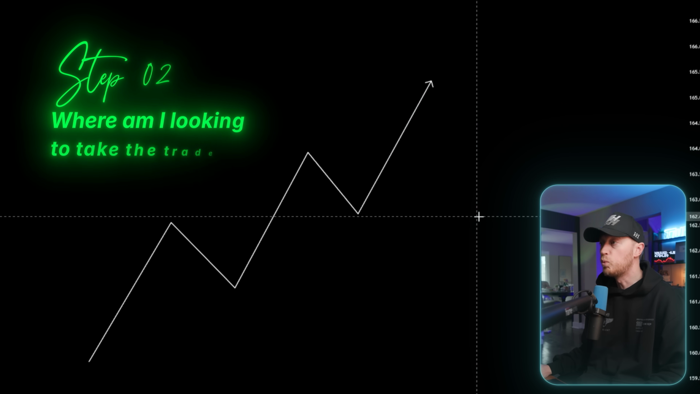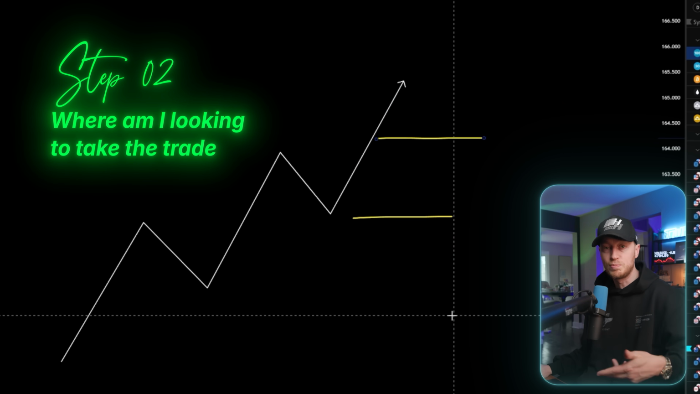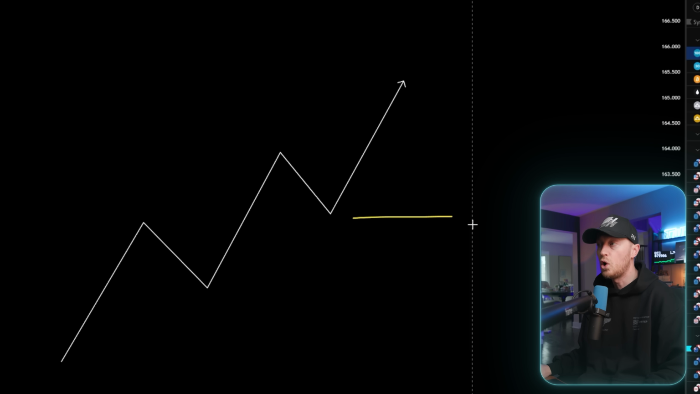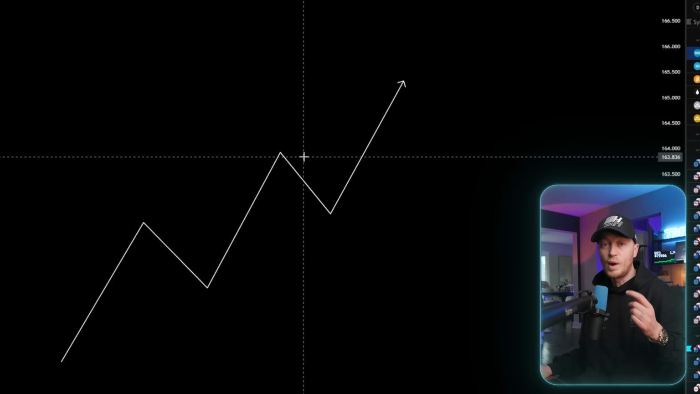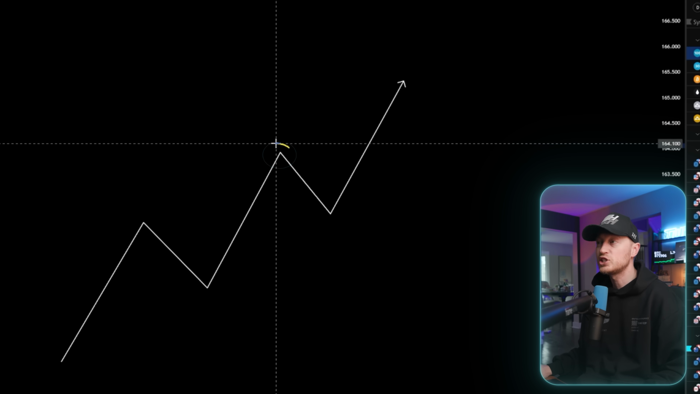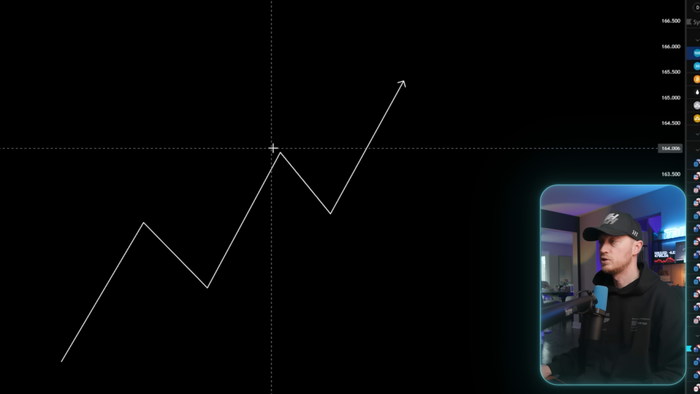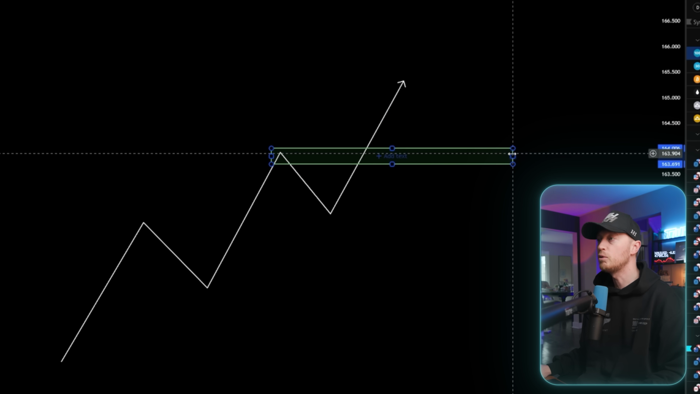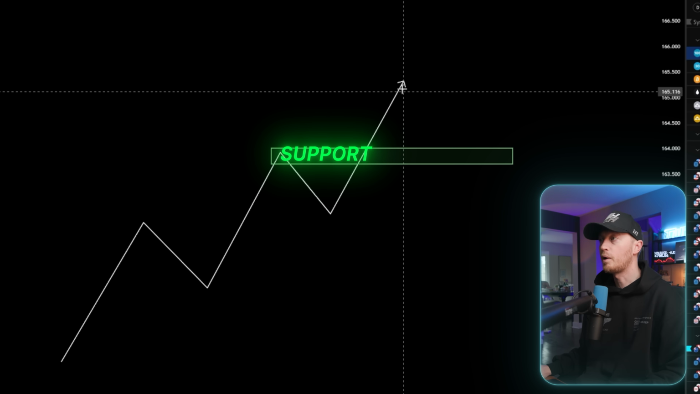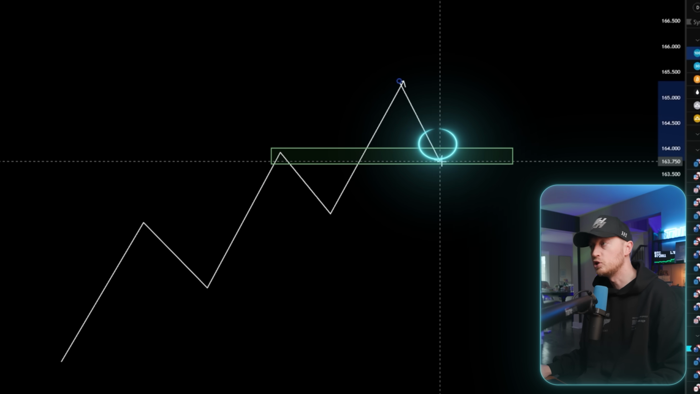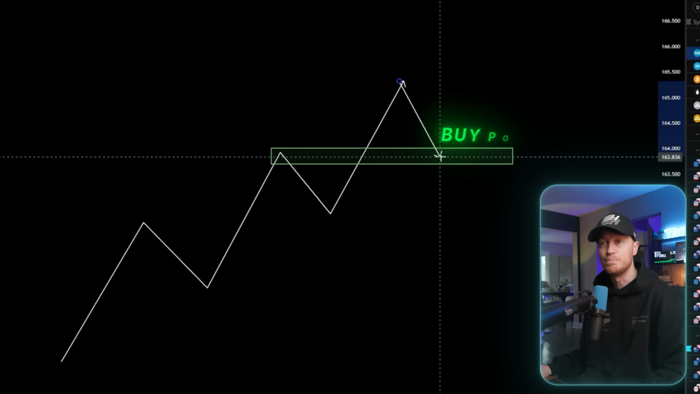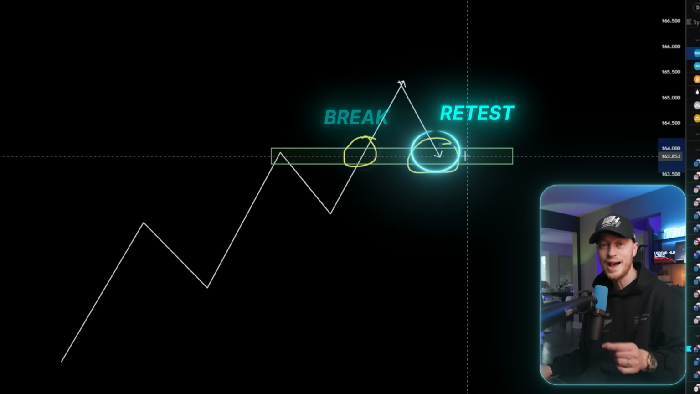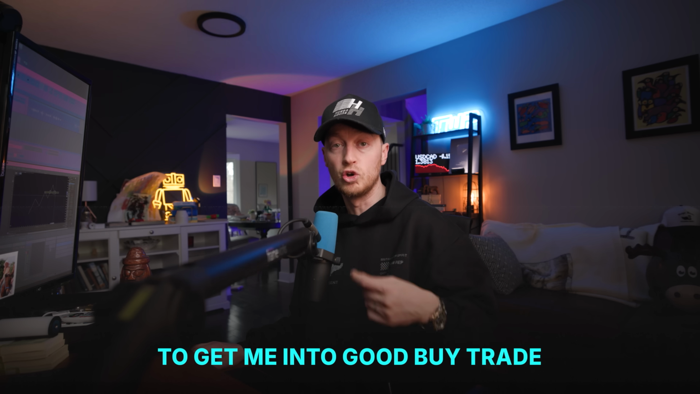The next step is where am I looking to take those buy trades from? And this day trading strategy is simple, great for beginners because it's always the exact same place. And where is that? It's always at the last high right here that was broken. So the level that was recently resistance and got broken is now going to be a level of support where I want price to pull back to for me to get into a buy position. It's really a simple break and retest on the higher time frame to get me into good buy trades.